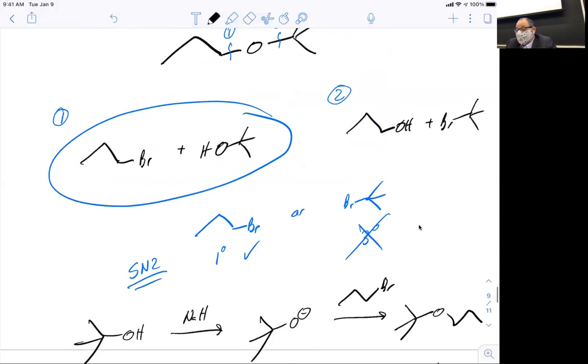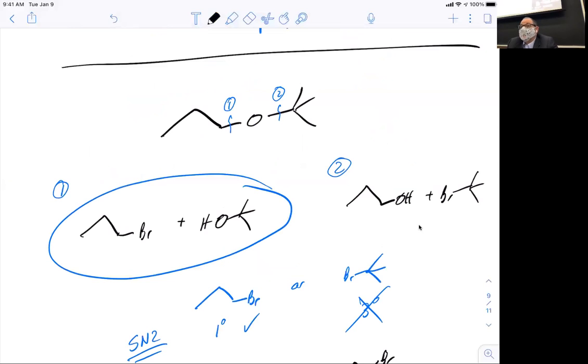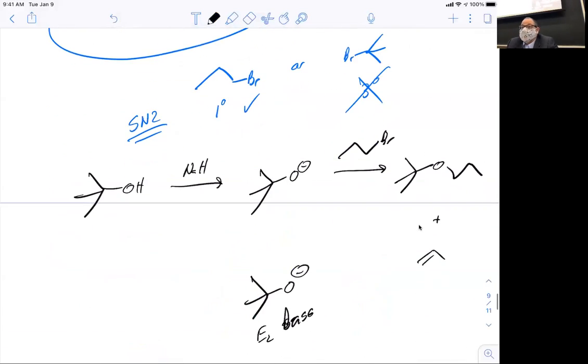But in this specific case, making these two, there's only one of these two paths that'll work. The second path here won't give me the product, right? So I have to use the first path. The first path is not a clean reaction, but it's at least a decent reaction. Okay, questions about these?